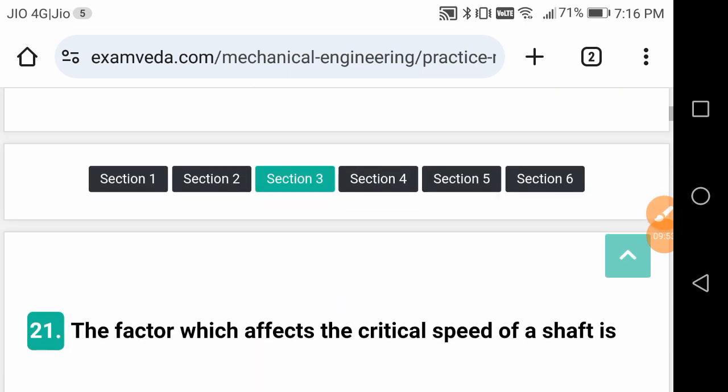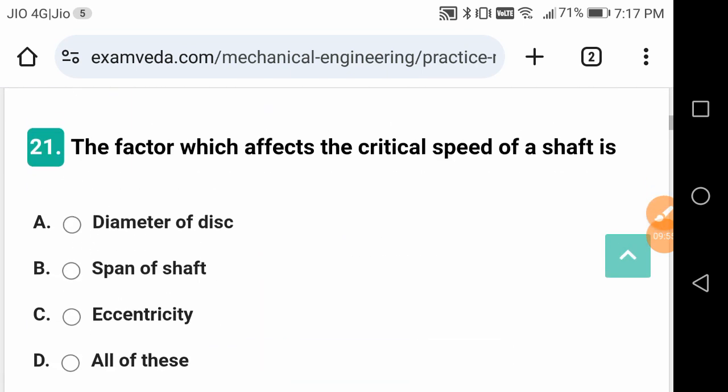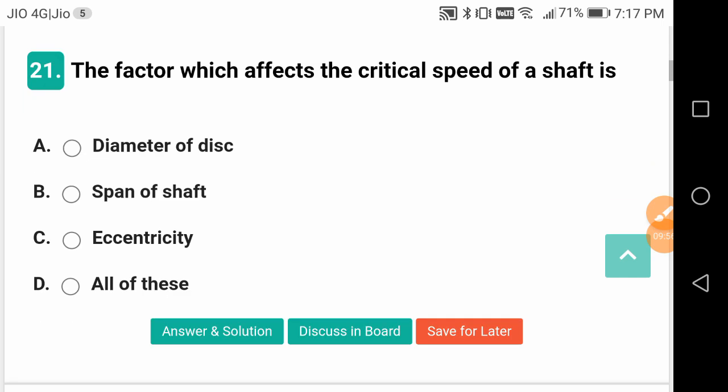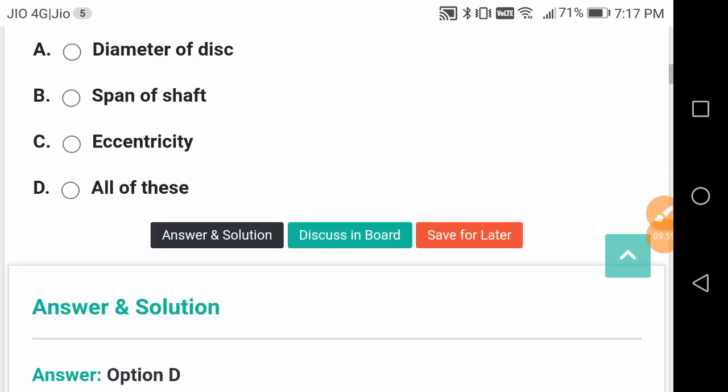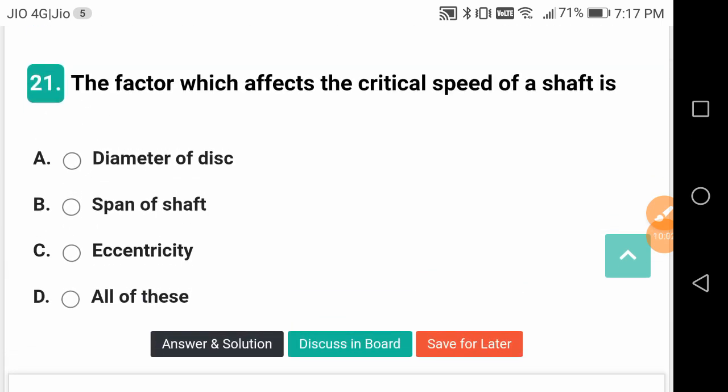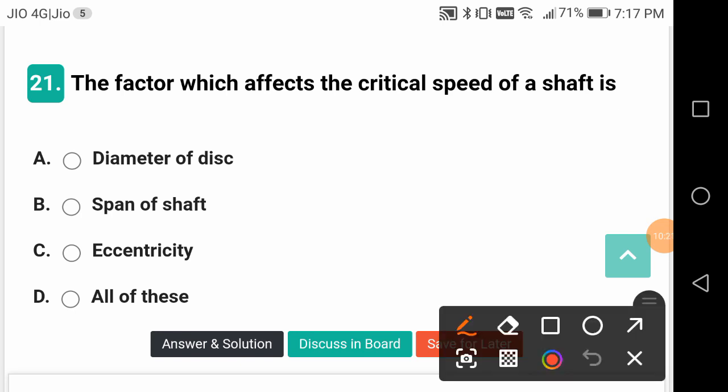Right. The factor which affects the critical speed of the shaft: all of them are going to affect the critical speed. What is the critical speed, by the way? It is the speed at which the deflection of the shaft over which the rotating element is mounted is incredibly high, and it is going to cause the mechanical failure of the shafts, which is going to lead to accidents and a lot of loss of property and human life also.